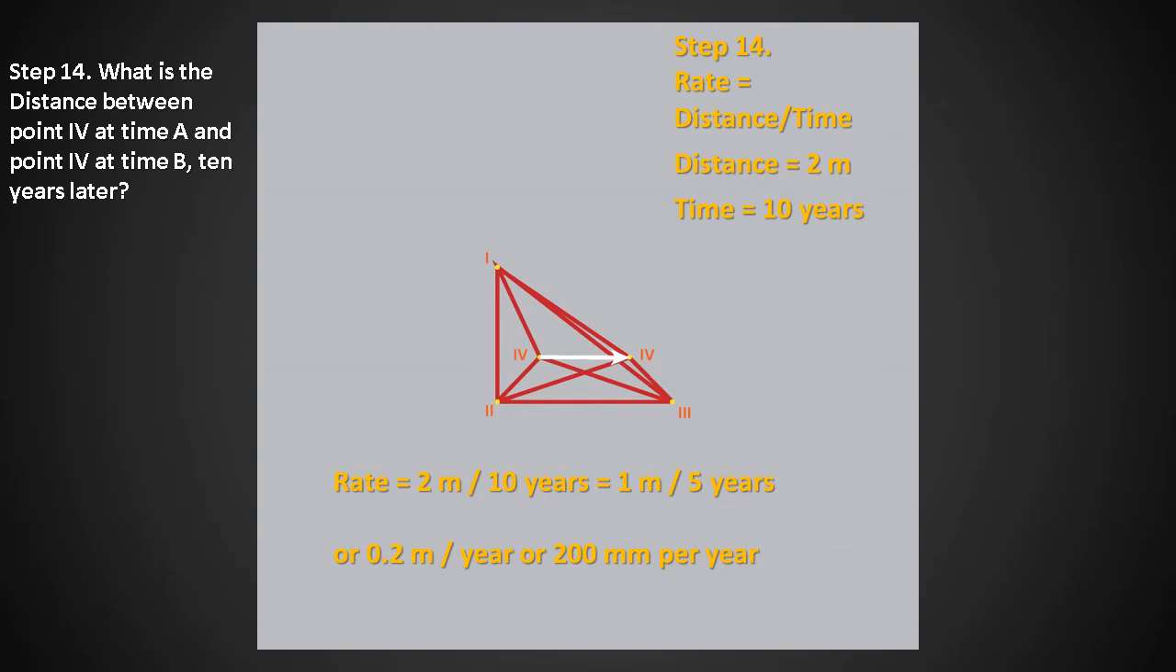2 meters divided by 10 years equals 0.2 meters per year. Or, in units we commonly calculate plate and fault motion rates, 200 millimeters per year.